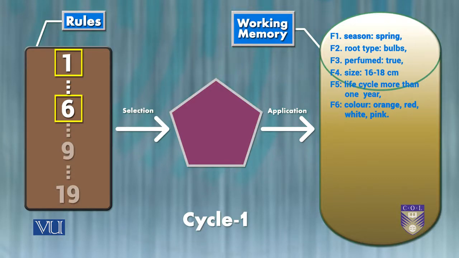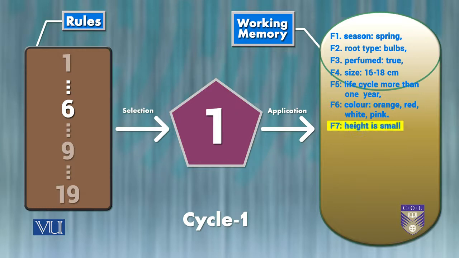Conflict resolution, since there are two rules to be matched. So what we do is we select rule number 1 and we apply that rule. Rule application, what does it say? If whatever condition, then height is small. So it looks at the height. If it is between 10 and 50, then you assert a fact called height is small. This fact will also be added to the existing facts already in the working memory.